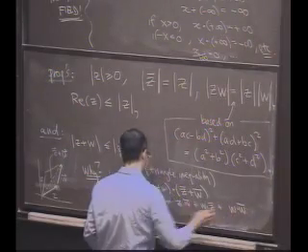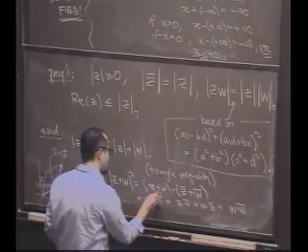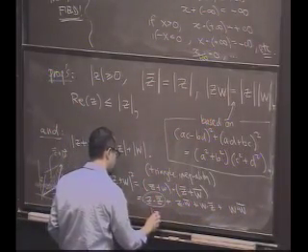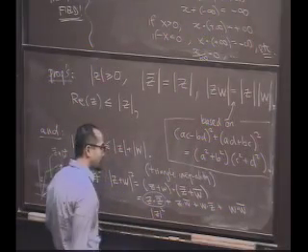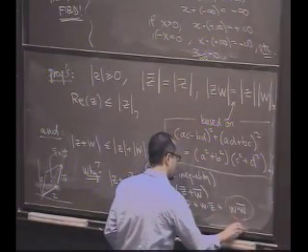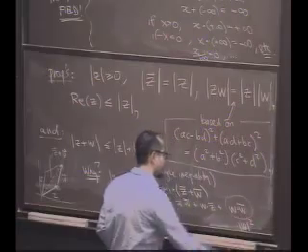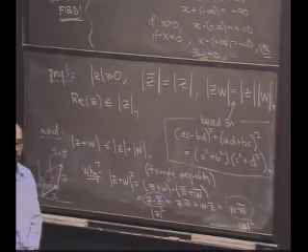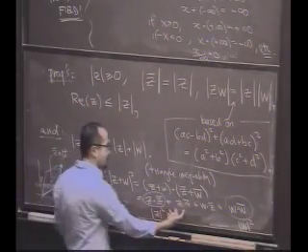Oh, okay. But wait, what's this? That's the length squared of z. What's this? That's the length of w squared, right? And what's this stuff?